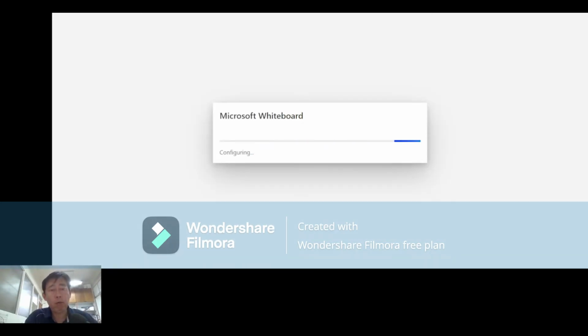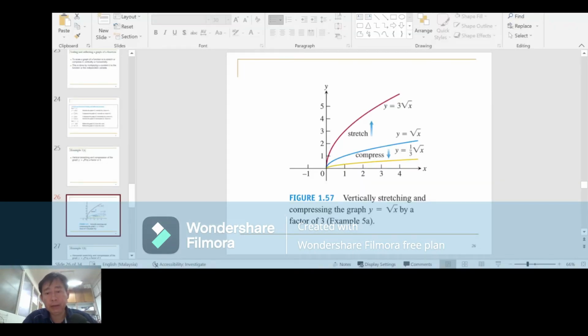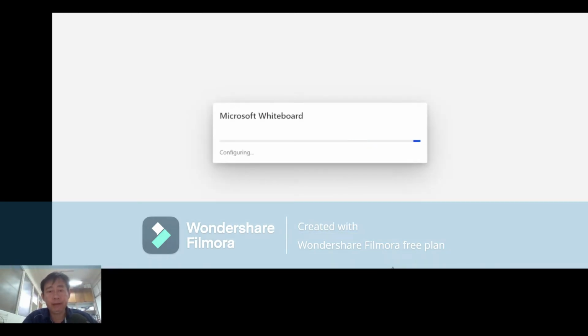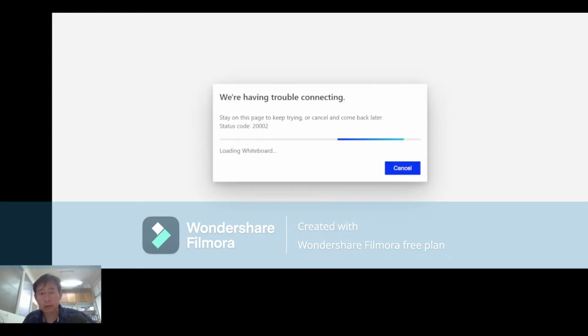Okay, so let's just look at an example of y equals square root of x, which is represented by figure 1.57. So I'm waiting for the whiteboard to display itself. The line is a bit slow here.